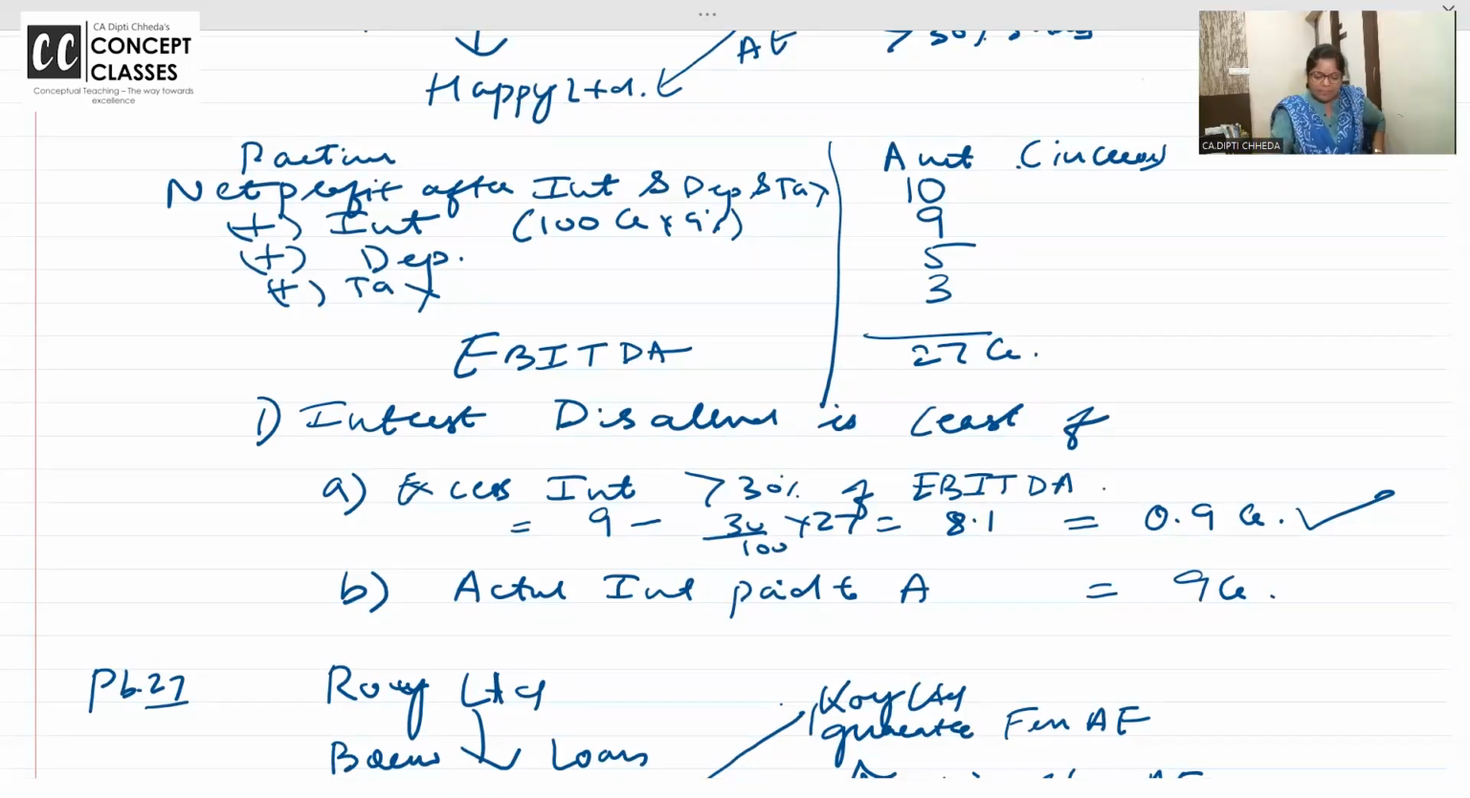See, your net profit after interest, depreciation, tax is 10. Add back interest, add back depreciation, add back tax, EBITDA आ गया 27. अब 27 का 30%, 8.1 ही interest allowed है. How much interest you have paid? 9. So excess will be disallowed. That simple this concept is.